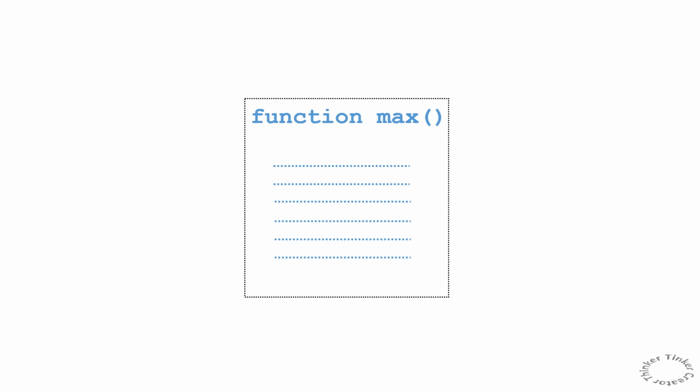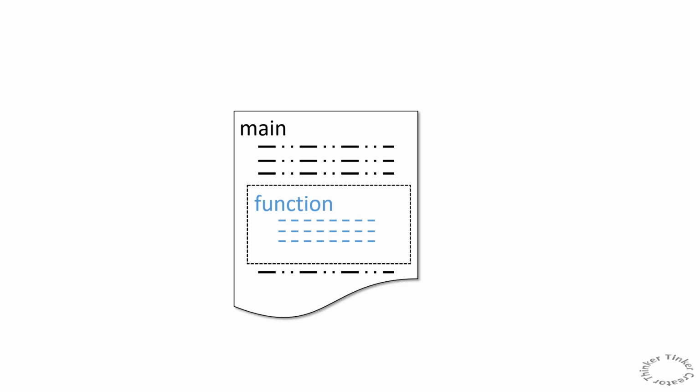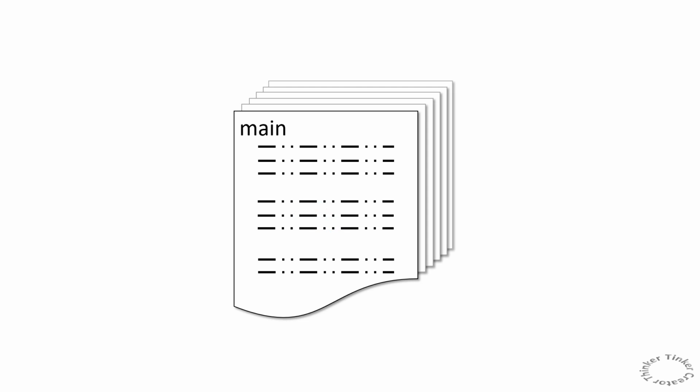The program code for the max function is hidden from public view. We don't know how the code is written, and we don't need to know. All we need to know is the function name, the input it accepts, and the output it returns. This is called abstraction. Abstraction allows programmers to focus on the main task at hand by hiding irrelevant details. This is especially helpful when a computer program grows to thousands of lines of code.